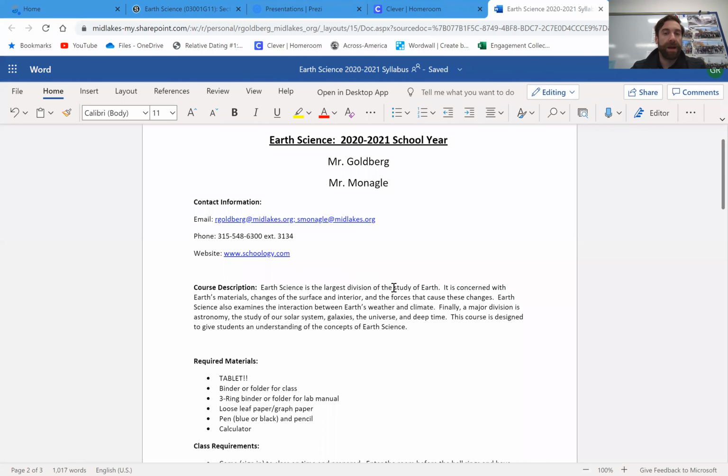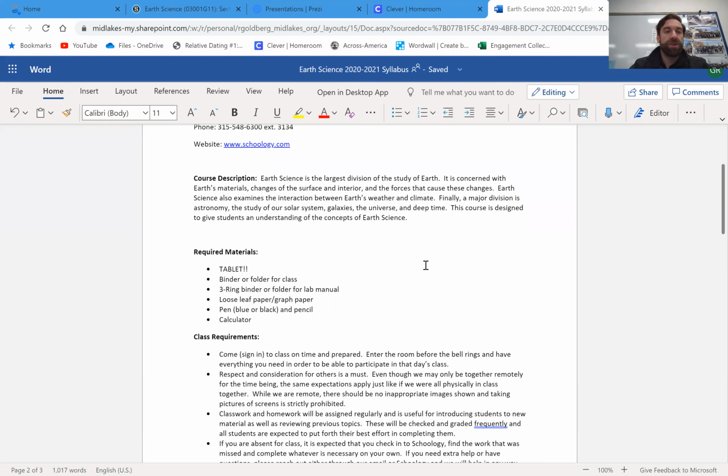And I try to make it as similar to what we would have done in class if we were all in school as I possibly can. So this is just a basic rundown of what the class is about. Earth science, the study of the earth processes, including astronomy, rocks and minerals, earthquakes, and things of that nature.